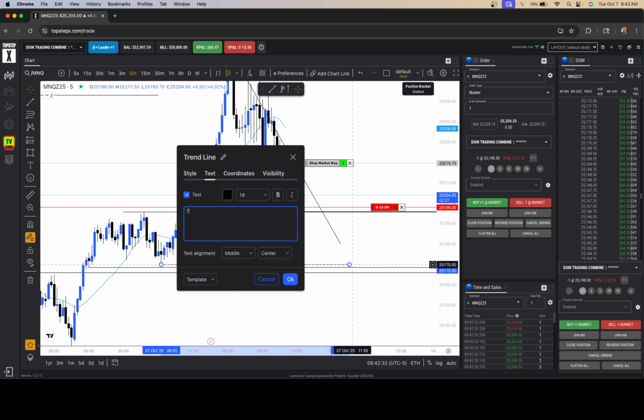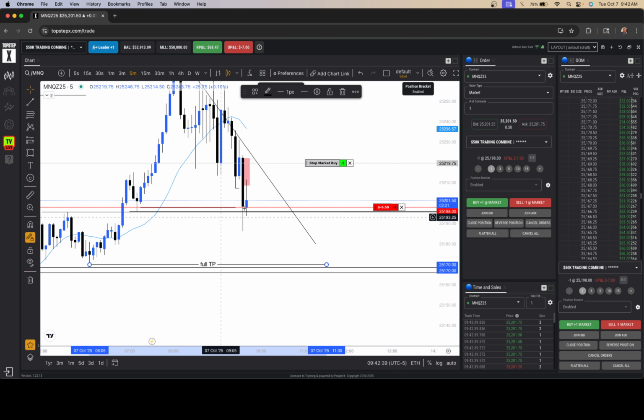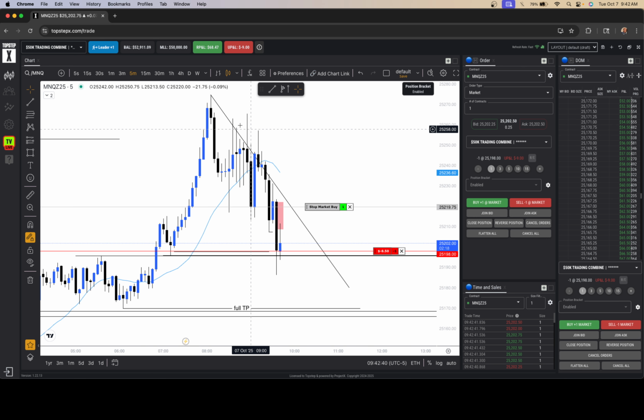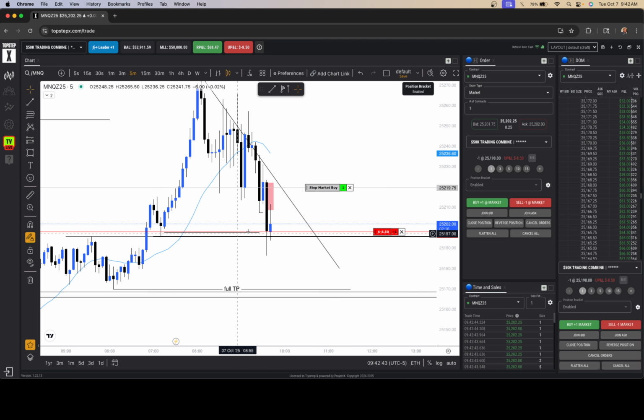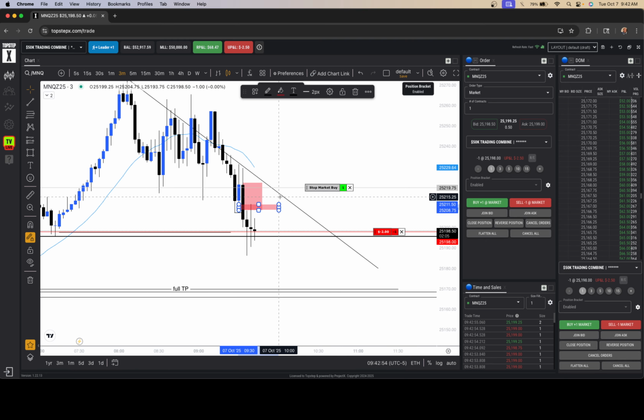Oh my gosh. Full TP. Now we could reject here and then continue to the upside and take out all of these highs. Obviously, that's not what I want to see. This is also a 3-minute imbalance right here. So that's good as well.